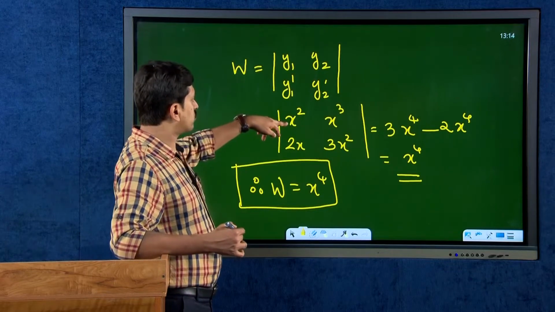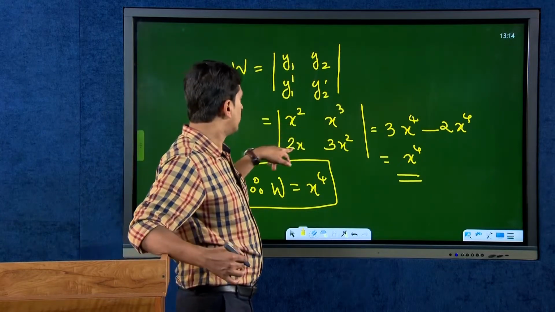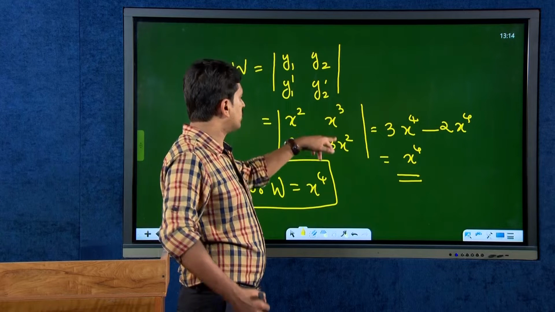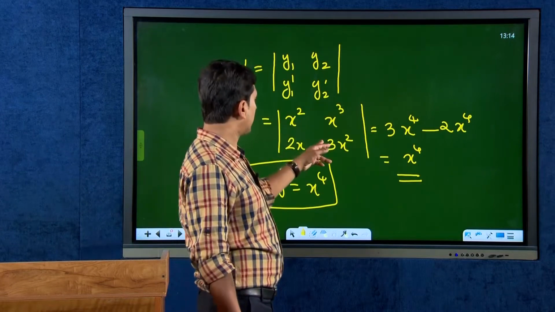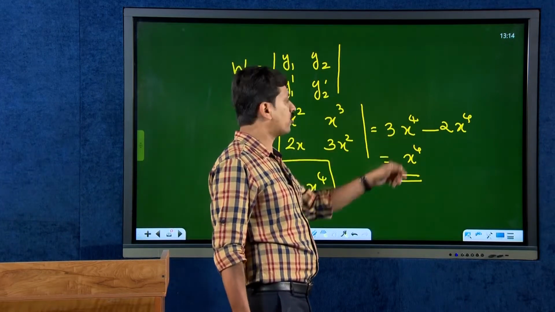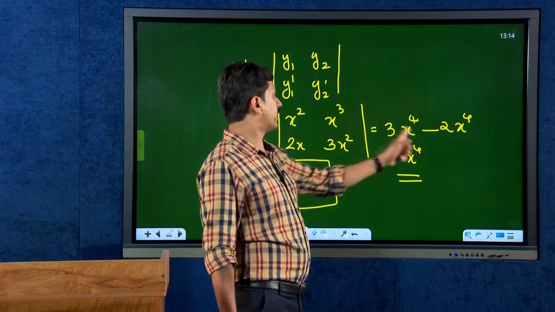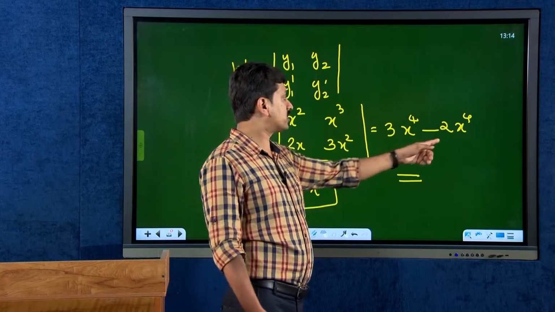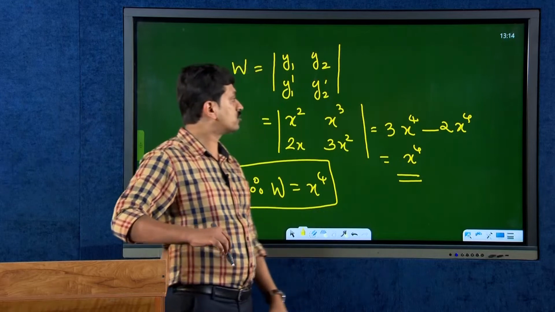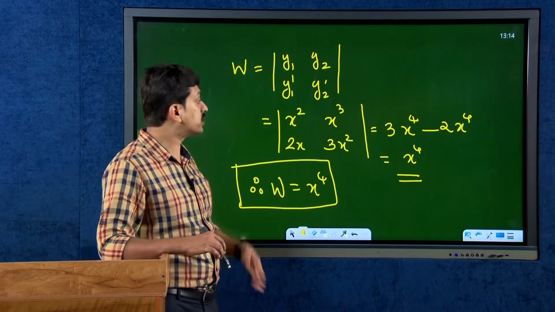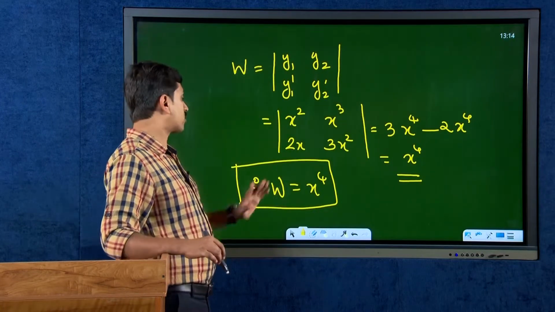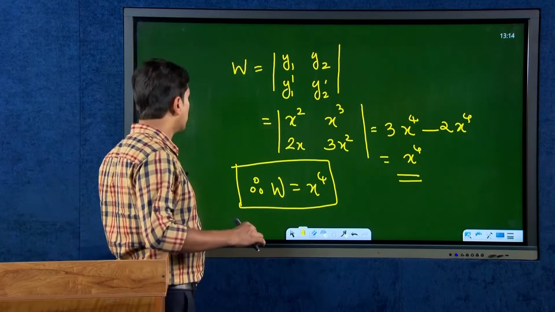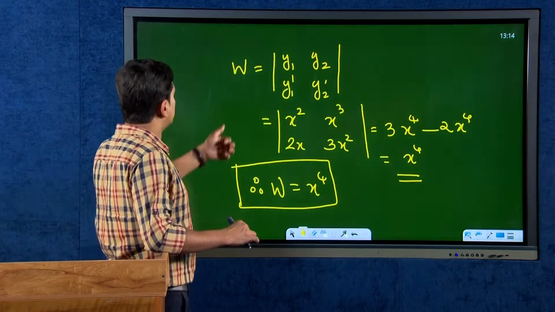So, y1 is x square, y2 is x cube, y1 dash is 2x, y2 dash is 3x square. Therefore, we will have 3x raised to 4 minus 2x raised to 4, which is actually x raised to 4. So, we found the Wronskian as x raised to 4. So, we can apply it in this equation.